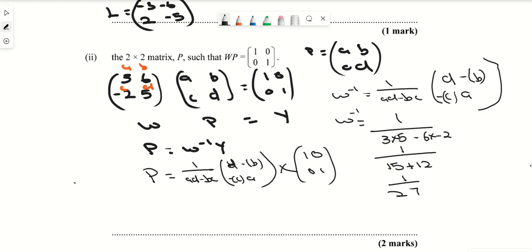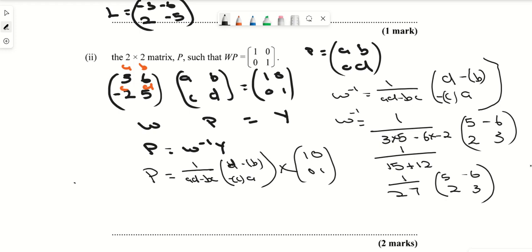The A is now going to go in the position of D, so it's going to be 5, minus 6, minus by minus 2 is positive 2. This is why this is positive 2. And instead, this last position, which D is supposed to be, is now 3. So this is my adjoint. So I'm multiplying 5, minus 6, 2, 3.